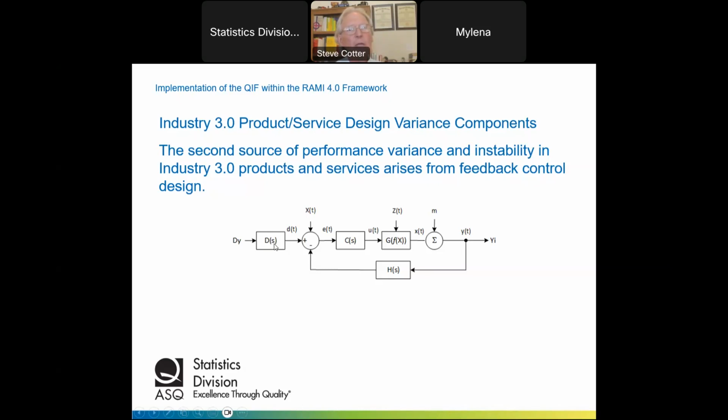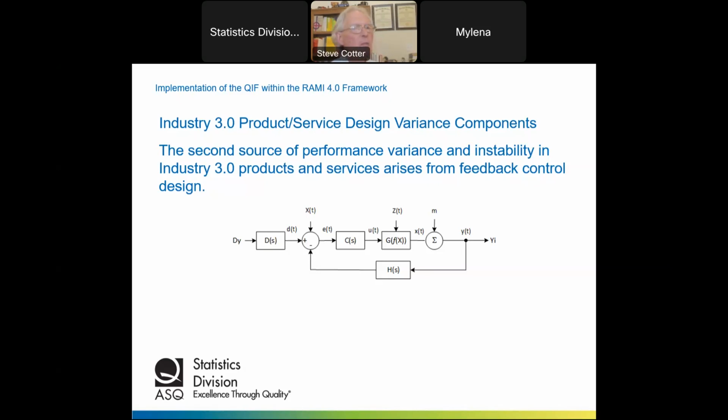That's why we have the S's, because we've made the Laplace transformations. And Laplace, for those of you who recall your undergraduate control theory, the Laplace transformations make it easy to additively determine the properties of control, which are stability, performance, and robustness.